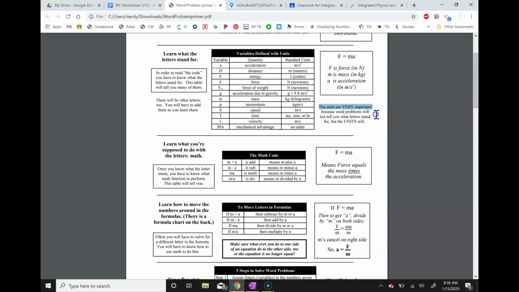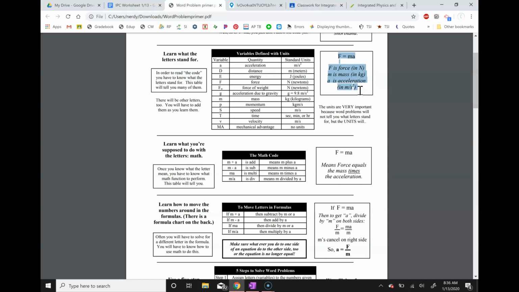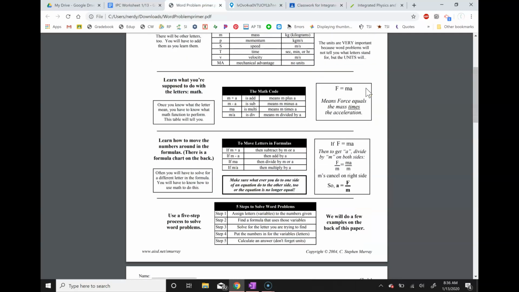The units are very important because word problems will not tell you what the letters stand for, but the units will. So in this case, F equals MA. F is force in newtons, M is mass in kilograms, and A is acceleration, and we measure that in meters per second squared. So now, what do you do with all this? What do you do with all this information?